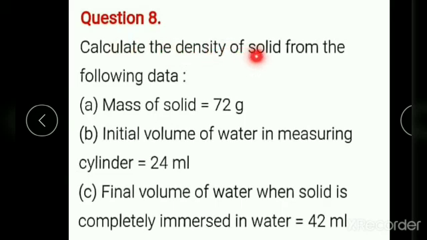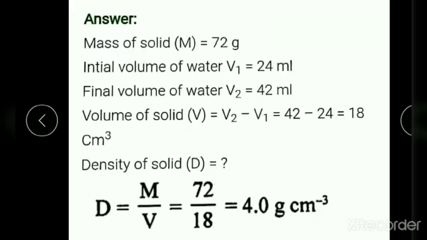Now what you have to find out? You have to find out the density of the solid. So what is the formula to find the density? It is mass by volume. So mass is directly given, so you have to find out the volume. So how will you find out the volume? You will subtract the final volume minus the initial volume.